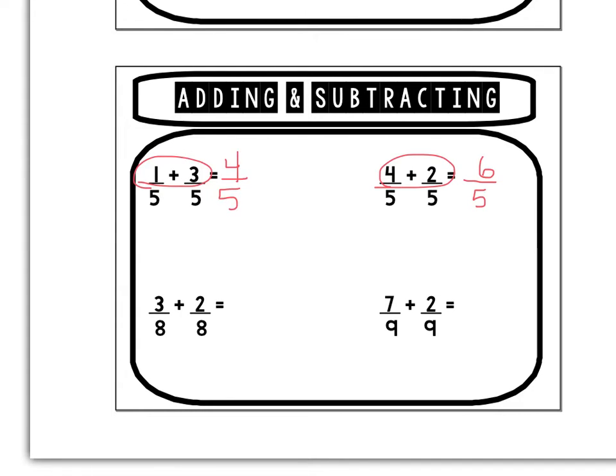But what I notice is that the top is bigger than the bottom, so we have to ask ourselves, how many times does 5 go into 6? 5 fits into 6 one time with 1 left over, so we can reduce that down to 1 1/5. On the next one, we have a common denominator of 8, and when we add the numerators, we get 5/8. On the last one, we have a common denominator of 9. When we add the numerators, we also get 9, and 9 goes into 9 one time, so we can reduce down to 1.